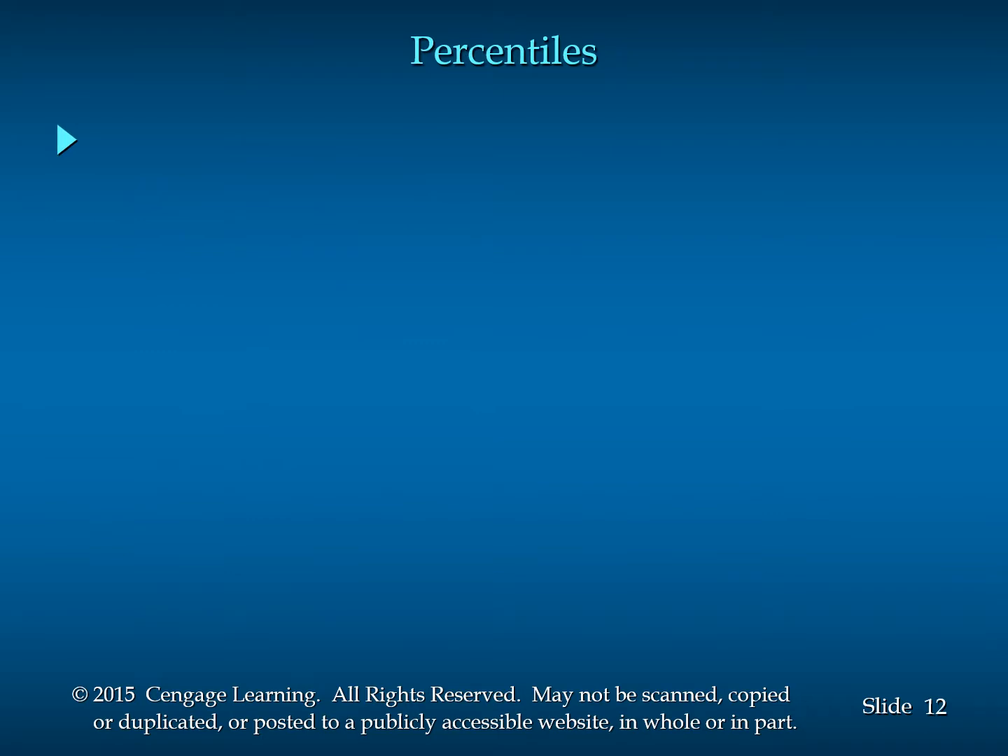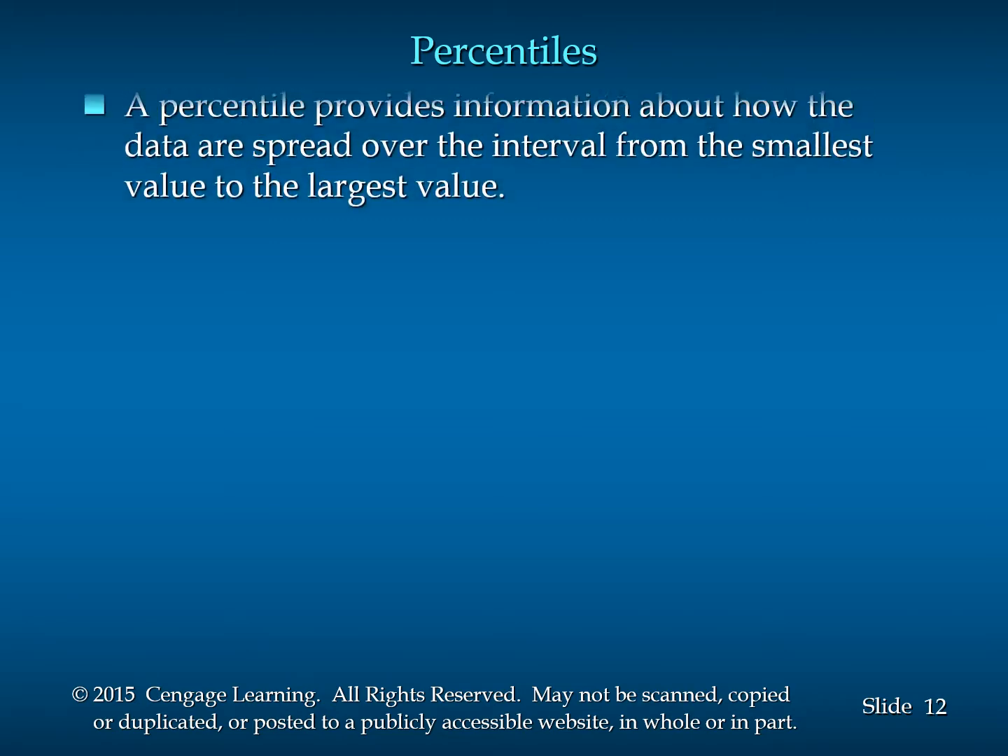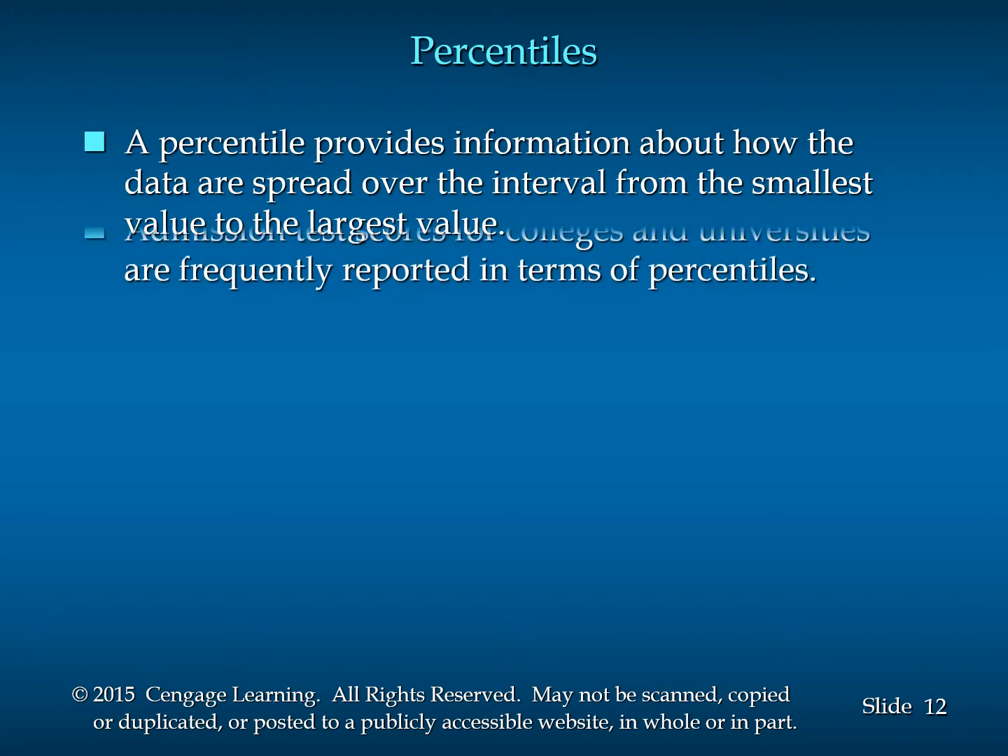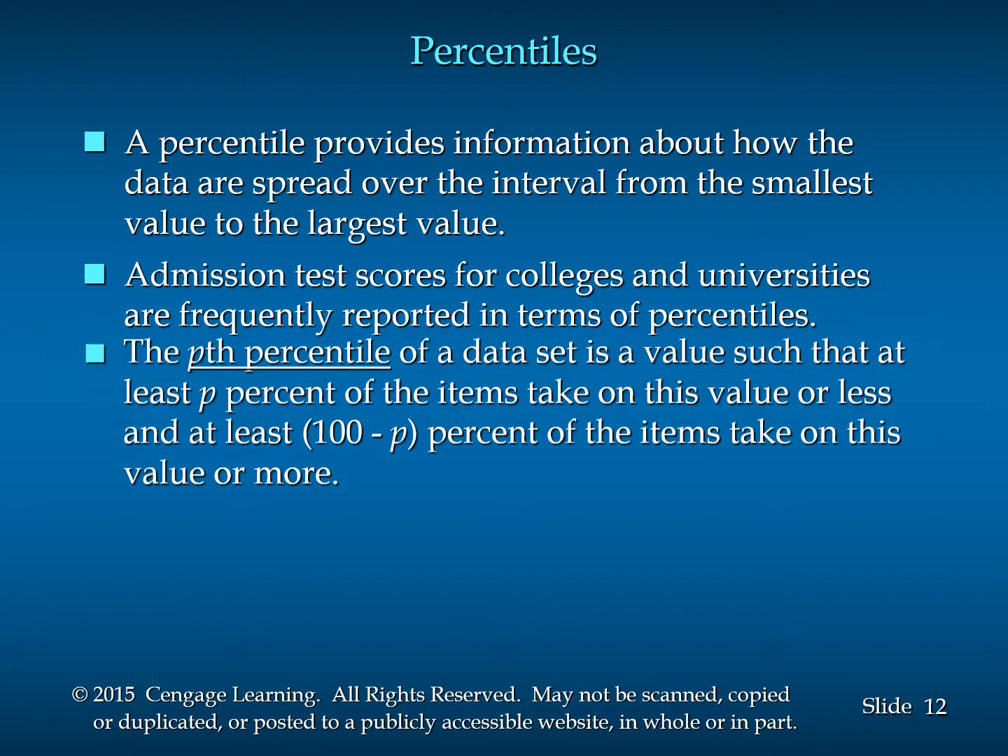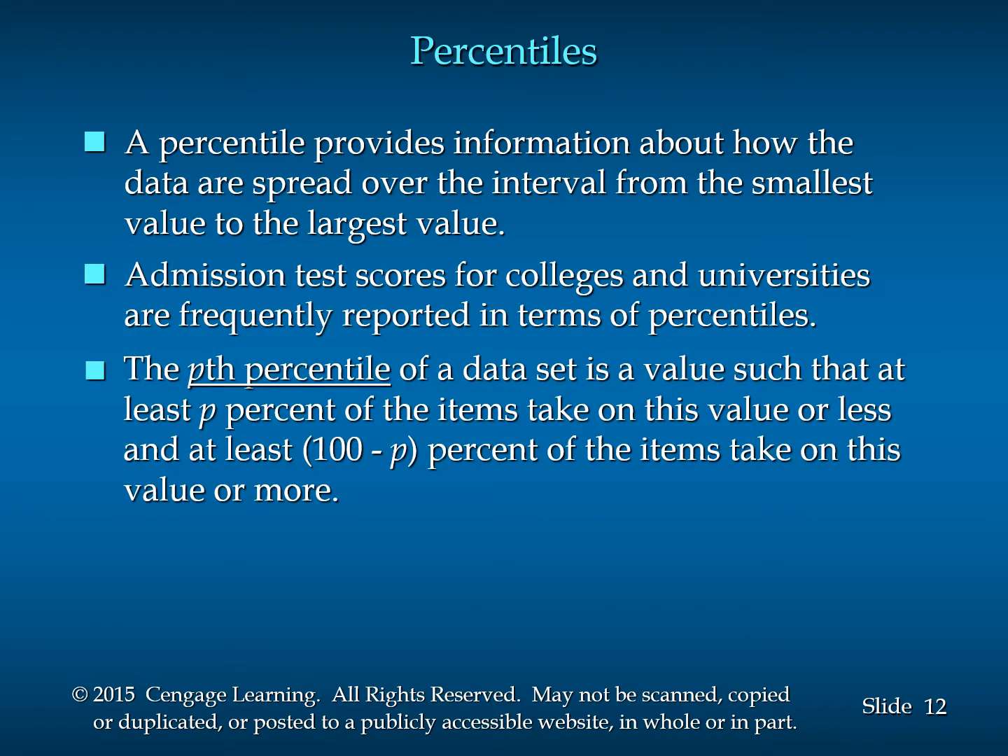Percentiles are another way to measure the location of data within a data set. It's used quite frequently in things like test scores. If you want to know what is that test score which is at the 90th percentile, or where 90% of the data points are lower than that value.